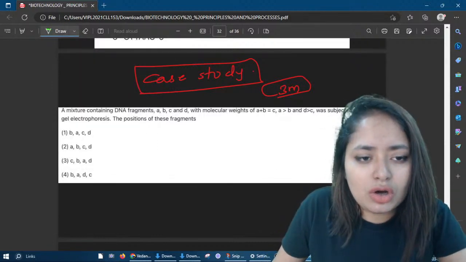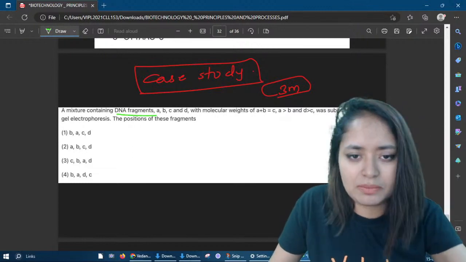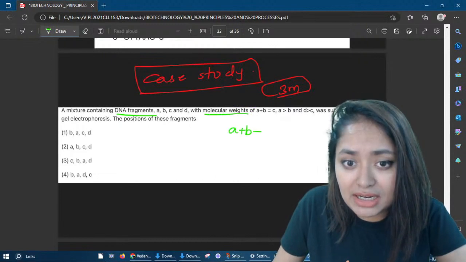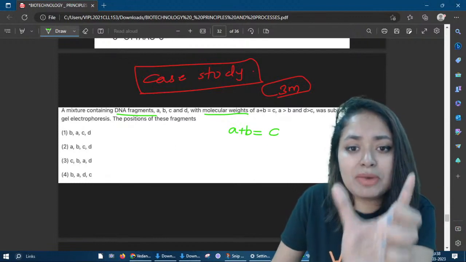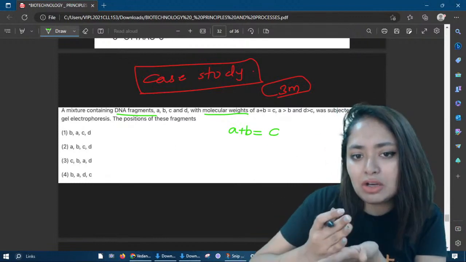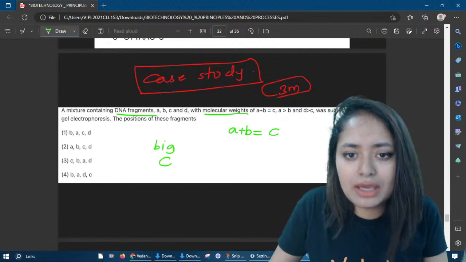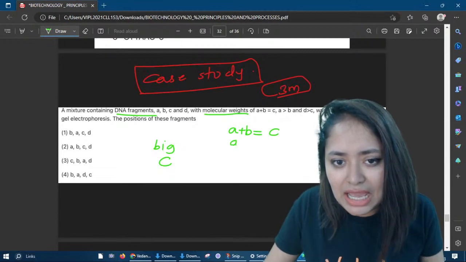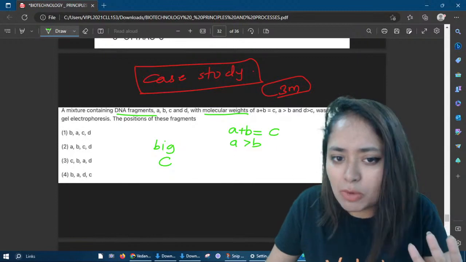There is a mixture of DNA fragments which have A, B, C, D fragments in them. Now the molecular weight of A and B combined is C, which means C is a very big fragment, because when you combine A and B together, then you're getting C. So C is a very big fragment. But A is greater than B. Here they have given A is greater than B. So if A is greater than B, it is still going to be smaller than C.